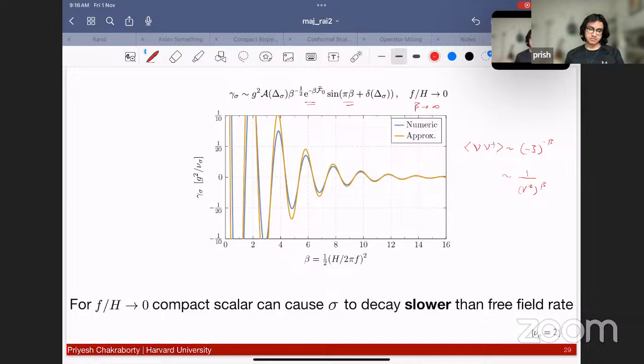But the interesting thing is that we find that these oscillations, on the other hand, can cause this anomalous dimension to be negative as well, which is not something you can ever see in flat space, right? Because you're always constrained by the optical theorem to always have positive anomalous dimensions or positive decay widths. But over here, it's possible for the anomalous dimension to also be negative. Phenomenologically, that means it can cause the sigma particle to decay slower than the free field rate.